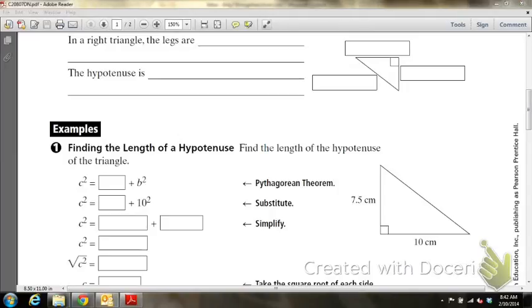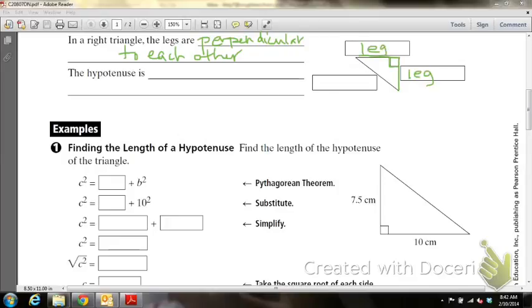In a right triangle, the legs are perpendicular to each other. Perpendicular means they meet at the box. So here and here meet at the box, so these are the legs. And the hypotenuse is the longest side, always. It does not touch the box, so this is the hypotenuse.